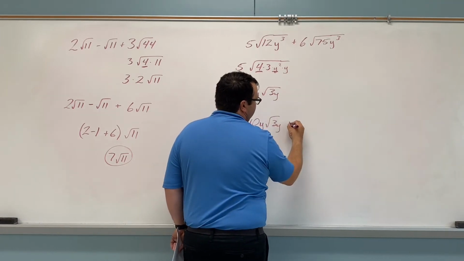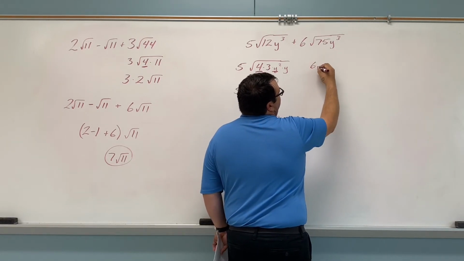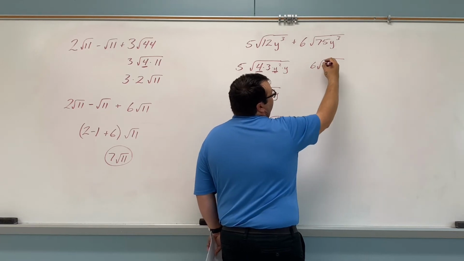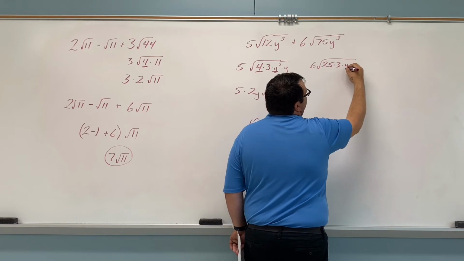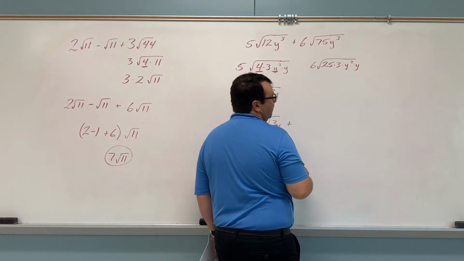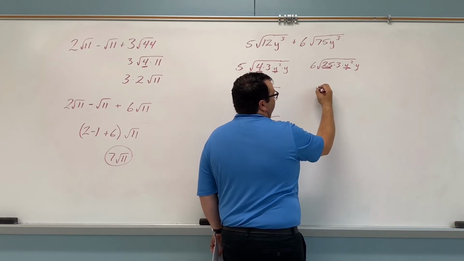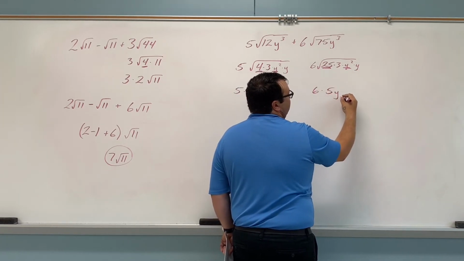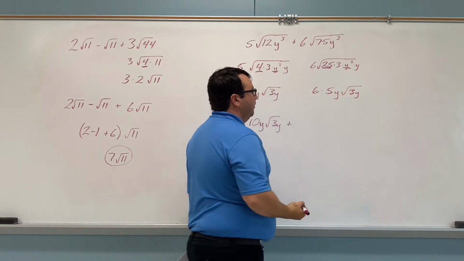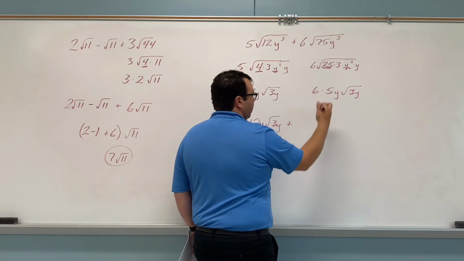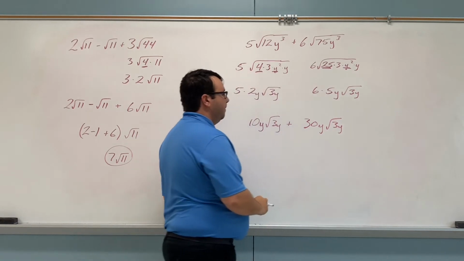I am adding. Over here, I have 6 times, my 75 can break down as 25 times 3. Y to the third can break down as y squared times y. I have a perfect square here and here. So I have 6 times 5y, square root 3y left over. This comes out to 30y, square root of 3y.